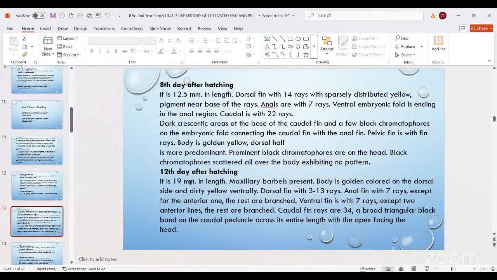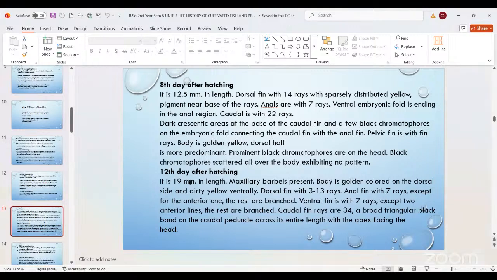Pelvic fin is with fin rays. Body is golden yellow. Dorsal half is more predominant. Prominent black chromatophores are on the head. Black chromatophores scattered all over the body, exhibiting no pattern.